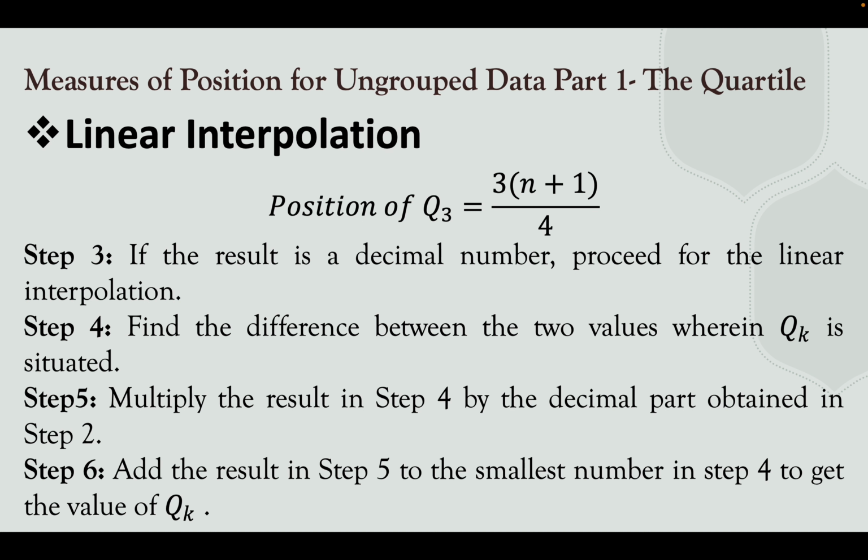Step number three, if the result is a decimal, proceed to linear interpolation. Step four, we need to find the difference between the two values wherein Q sub k is situated. Step number five, multiply the result of step four by the decimal part obtained in step two. Step number six, add the result of step five to the smallest number in step four to get the value of Q sub k.